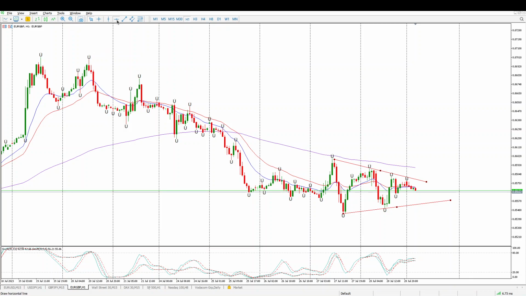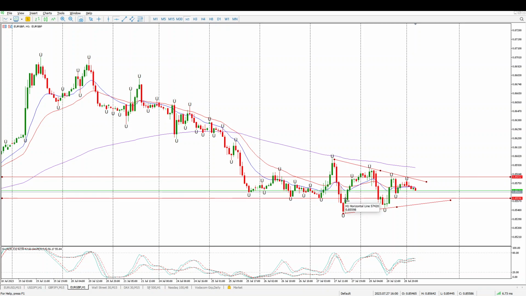So what you're looking for is breaks of structure. Breaks to the upside should only be looked at above 0.85812, and I don't think that's going to happen, but you know, breaks to the downside need to be looked at here at 0.85598. You can get a decent break and retest, and that would be an opportunity.